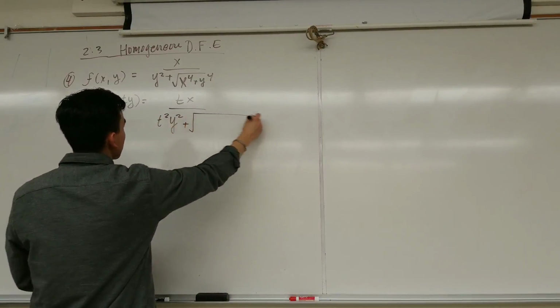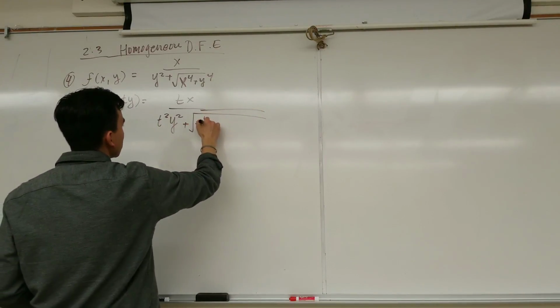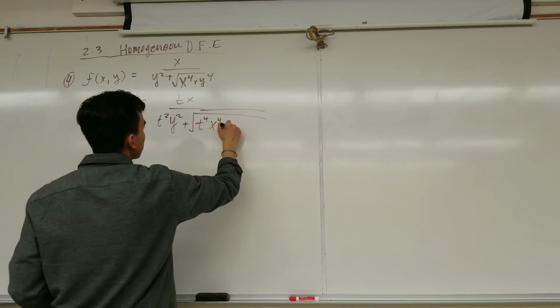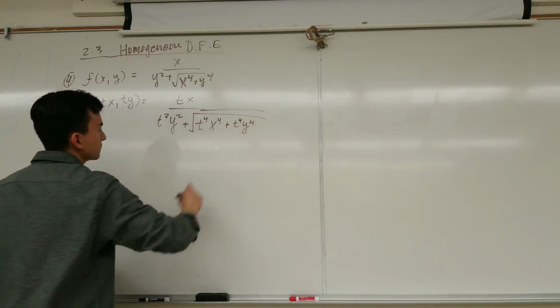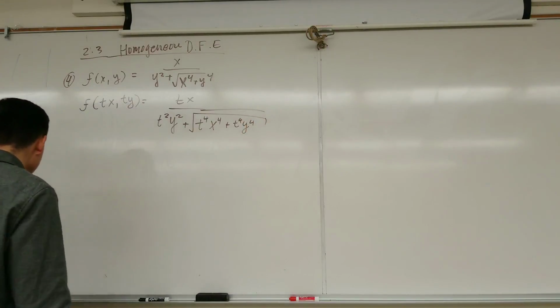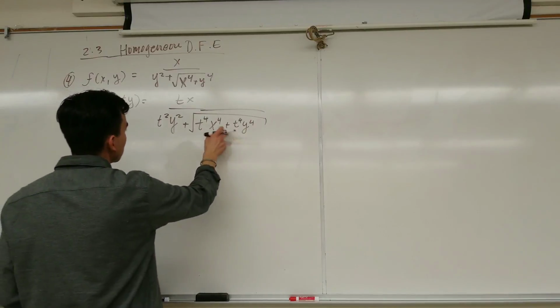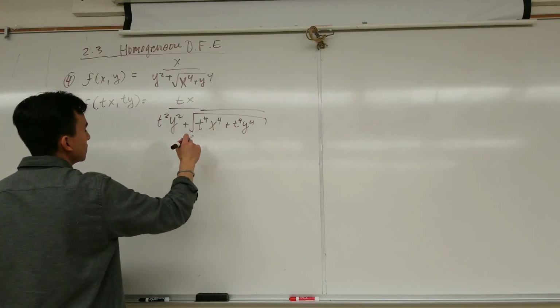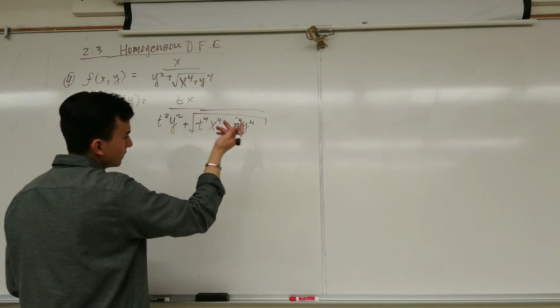So if the power remains the same, like I just said, then you're going to get that t to the fourth, x^4 plus t^4, y^4. Okay. And if you see here, you can factor out a t to the 4 and then take that out of the square root. You get t squared.